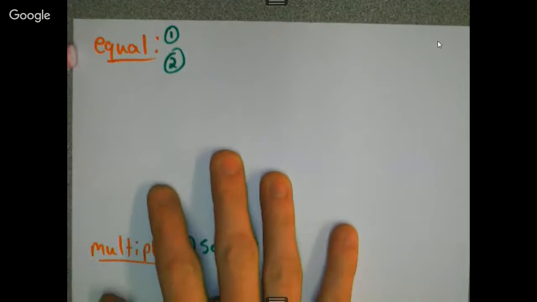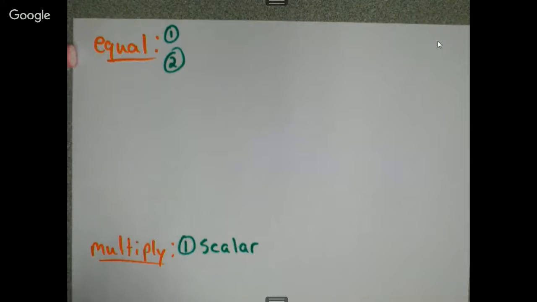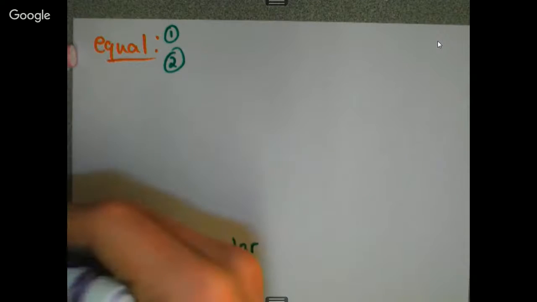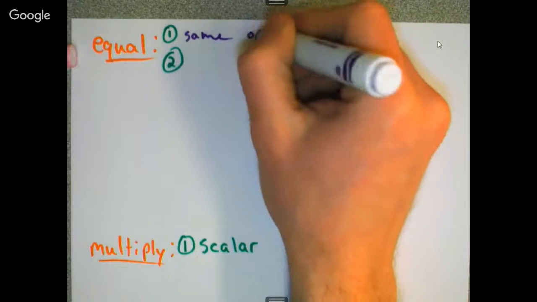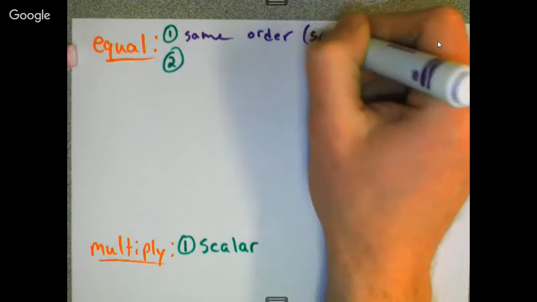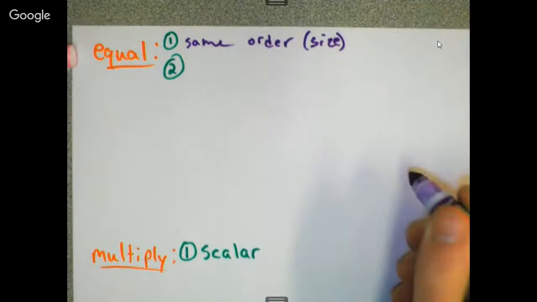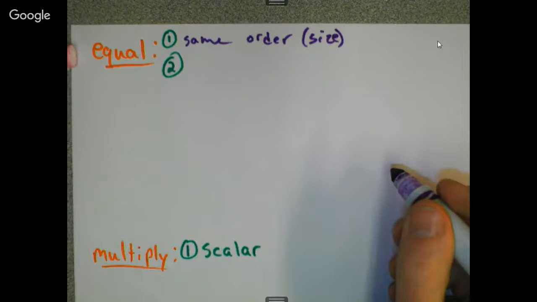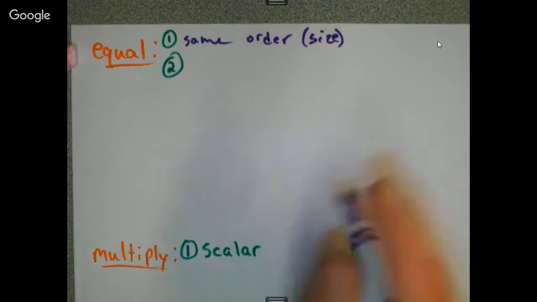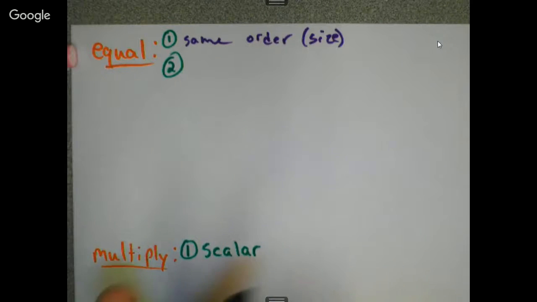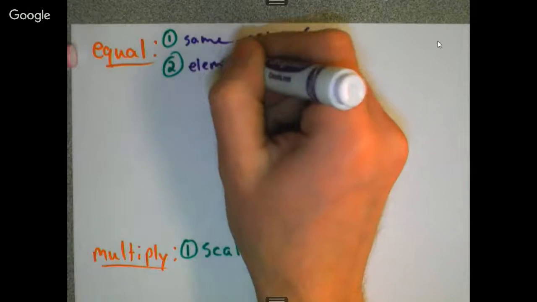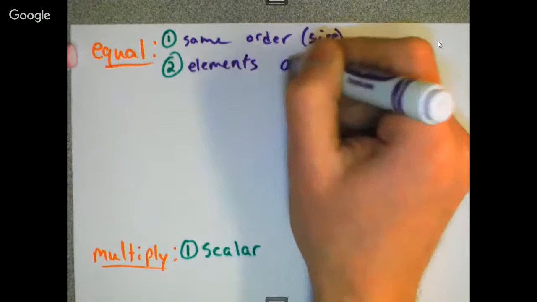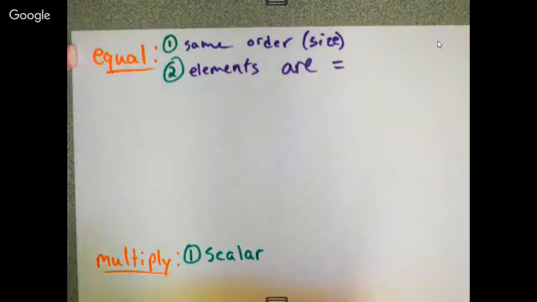We have matrix equality. Okay, and the first thing with that is, again, they have to be the same order. They got to be the same size. And in this case, when we're setting two matrices equal to each other, each element is equal to one another. Okay, so the elements are equal.